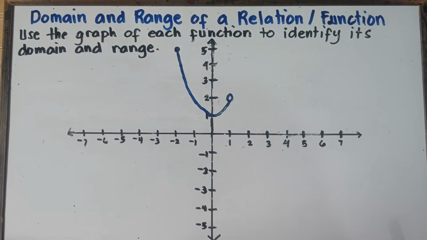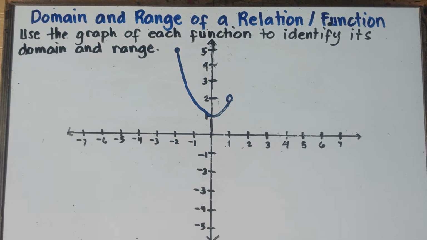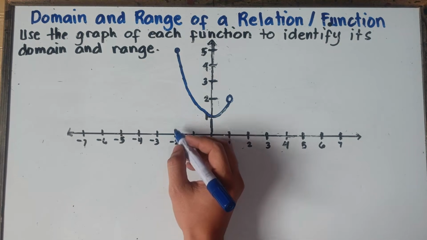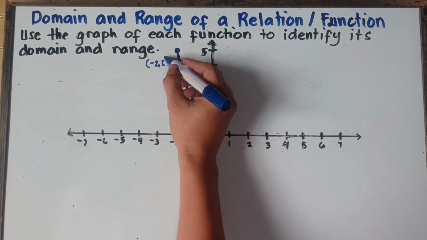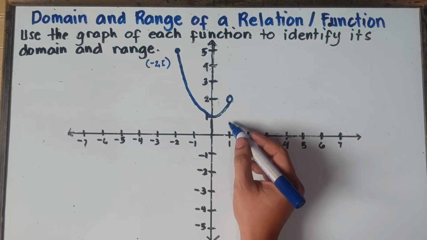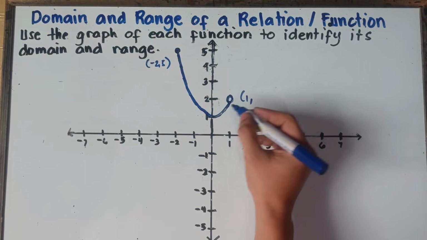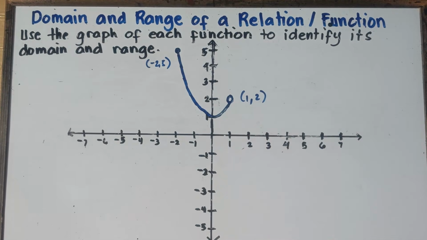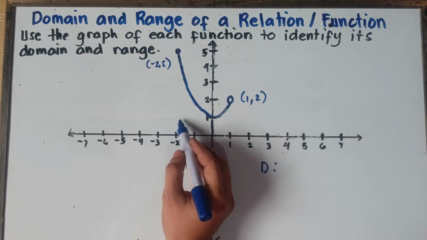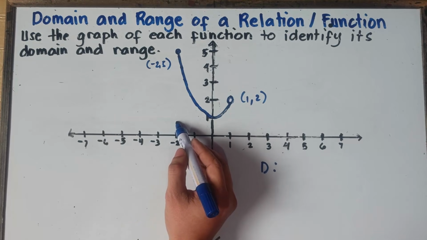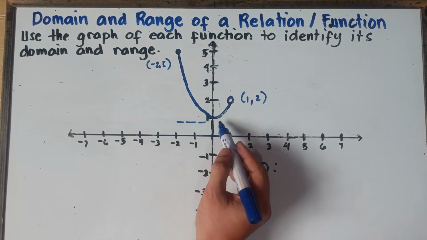Alright, so let's have example number 4. We have this given point. The ordered pair or coordinates: x is negative 2 and y is positive 5, so negative 2 and then positive 5. And then this one right here, x is positive 1 and y is positive 2. Once again, domain will be the horizontal distance.